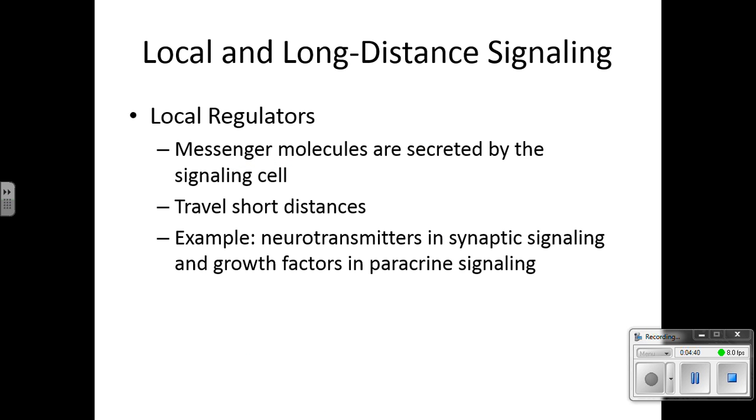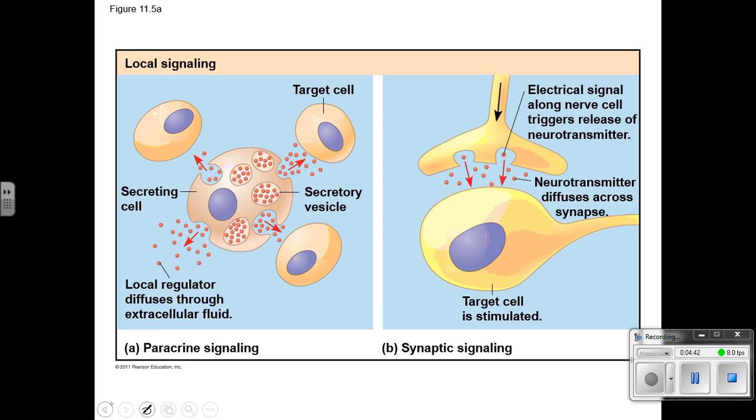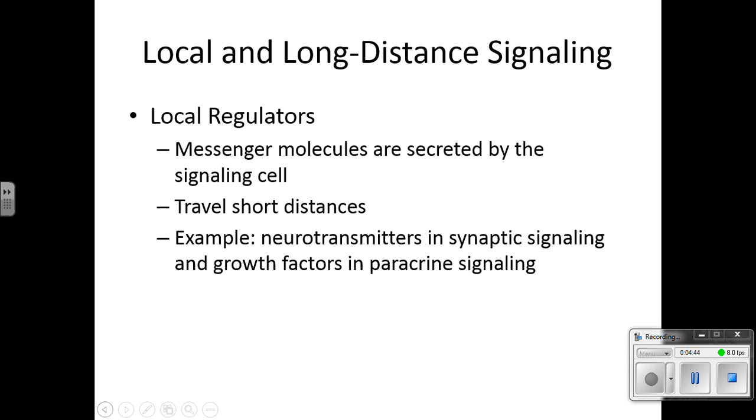So local regulators: messenger molecules are secreted by the signaling cell. They travel short distances. Think about local. Examples: neurotransmitters in synaptic signaling, and growth factors in paracrine signaling. I always struggle with that word, even when we get to the nervous system.